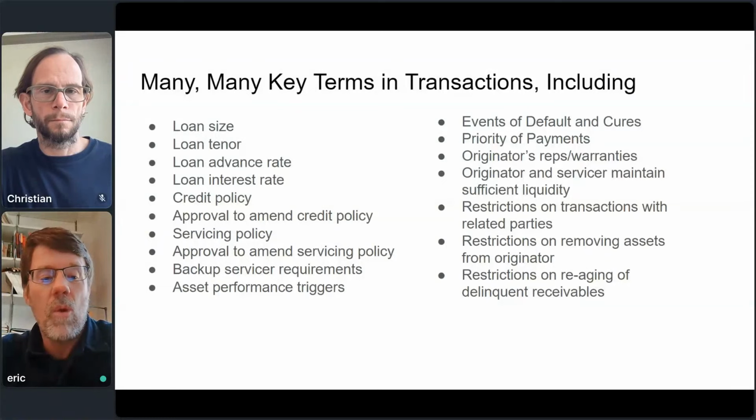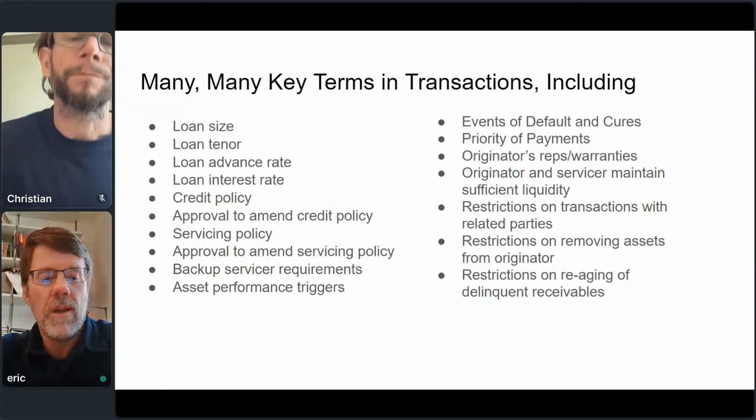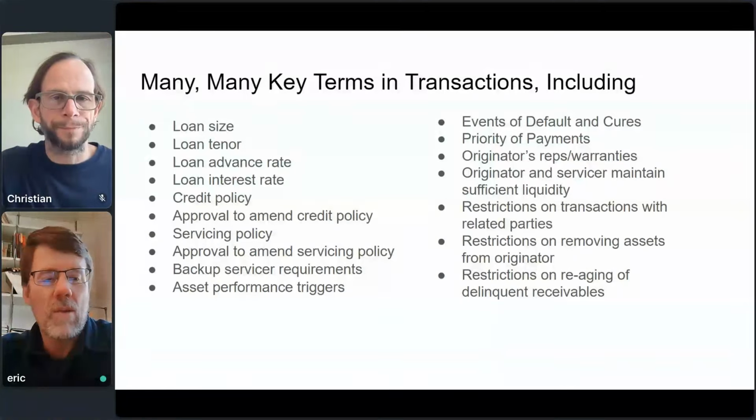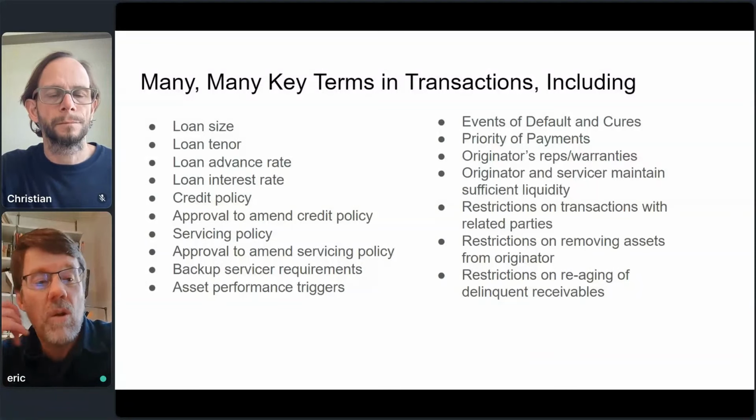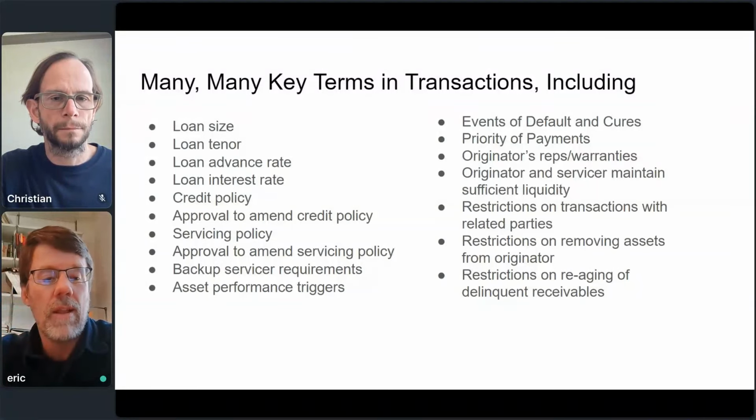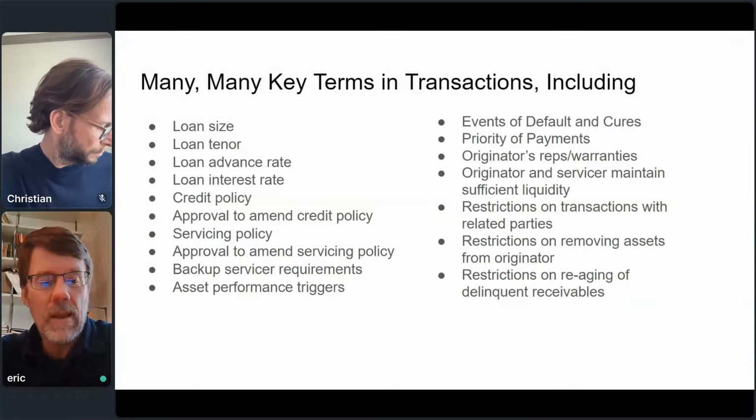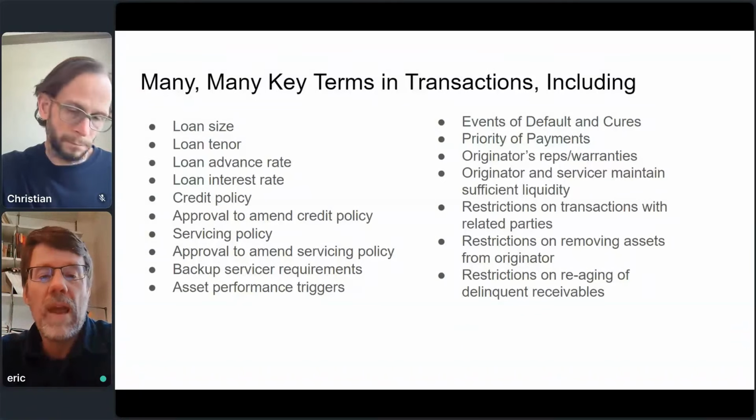If things aren't going well, where are the triggers, what levels? And then if the triggers are hit or other things go wrong, what are the events of default that let the lender come in and shut down the situation? These are very important. When things go sideways, you as a lender want to be able to come in and get control of the collateral and, if needed, shut things down and liquidate. There's a whole lot going into this. And then also, what are the priority of payments? Who gets paid when in your typical monthly waterfall? So every month, all the cash from the loans outstanding comes into an account, and who's getting paid when.